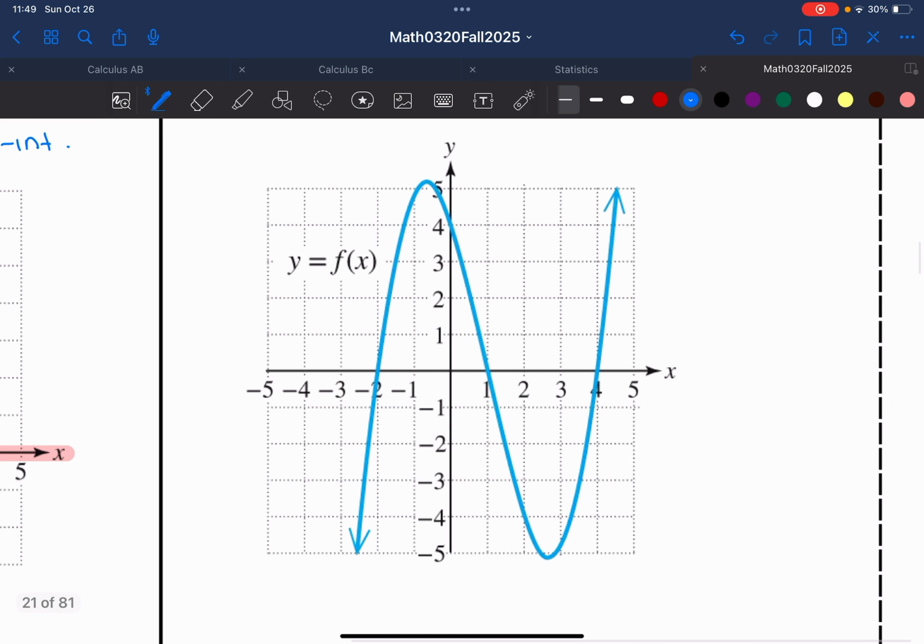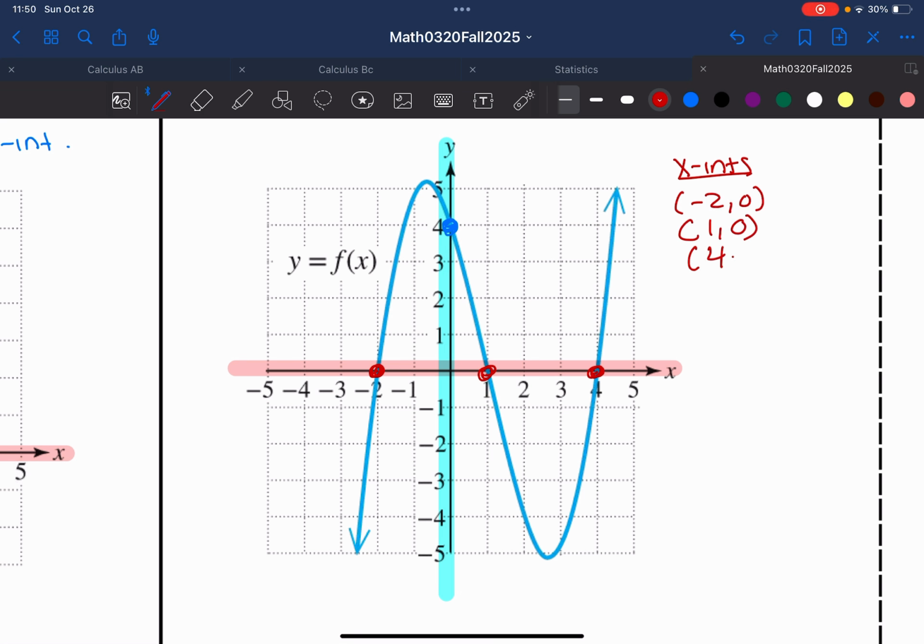Okay, same thing over here. Okay, x-intercepts is whatever crosses the x-axis, so that would be right here, and right here. And y-intercept is whatever crosses the y-axis, so right here. Okay, which means I have my x-intercepts as -2, 0, 1, 0, and 4, 0, and my y-intercept as 0, 4.